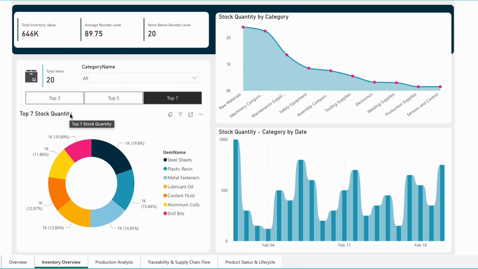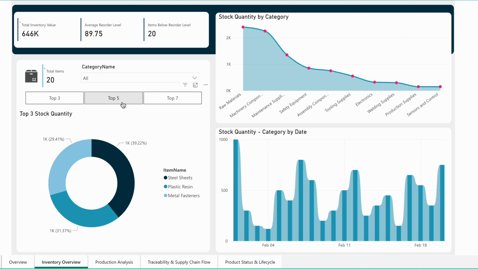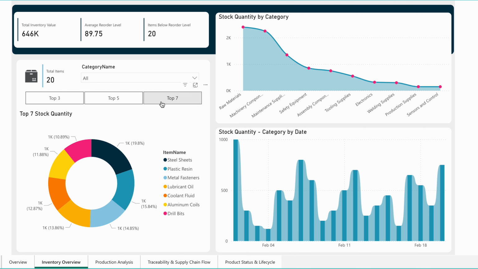The inventory overview page provides detailed analysis of the inventory on hand, with graphs to depict the share of items in terms of quantity available. We can make selections to view shares between the top 3, 5, and 7 categories and are also able to choose a particular category to understand the inventory better.